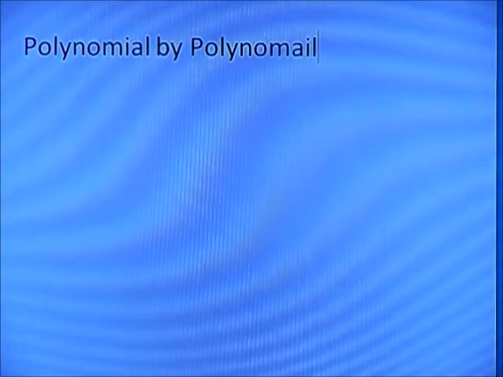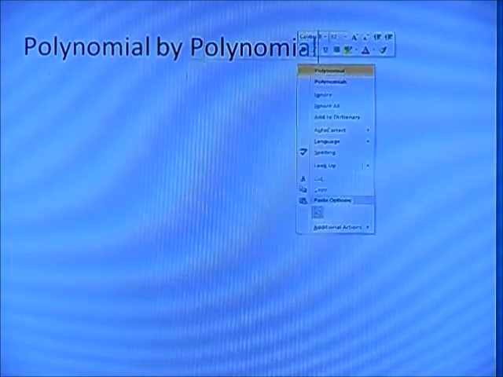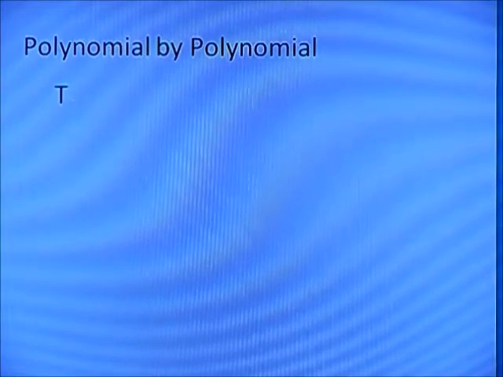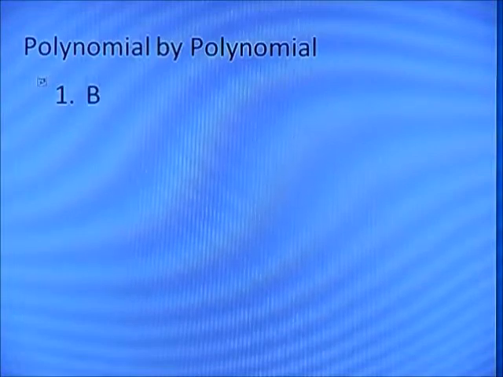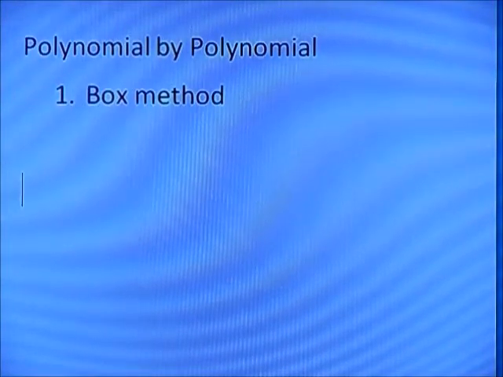So, now we're going to do the final part of 9.2, and that is polynomial by polynomial. And the best way to do this is, again, to use the box method. That's the only real way to do this. So we're going to go ahead and do a crazy polynomial.